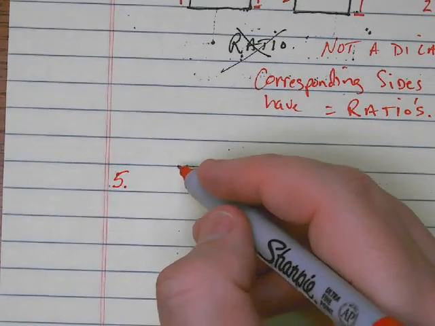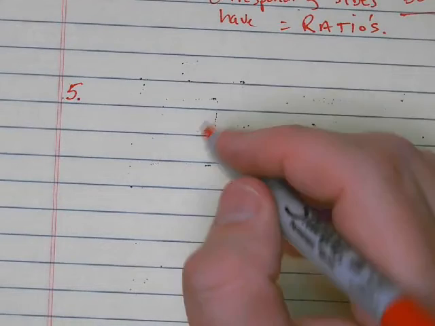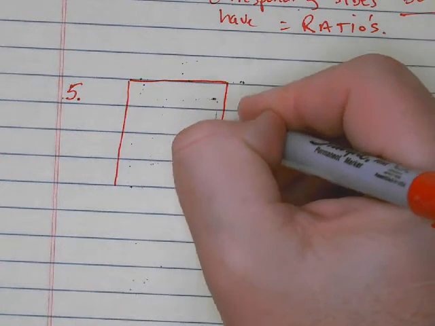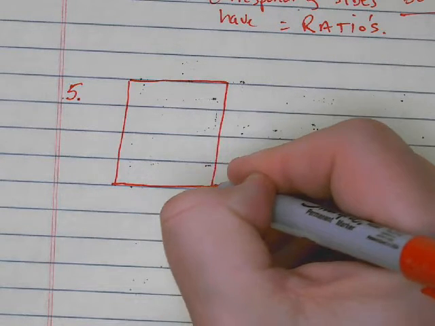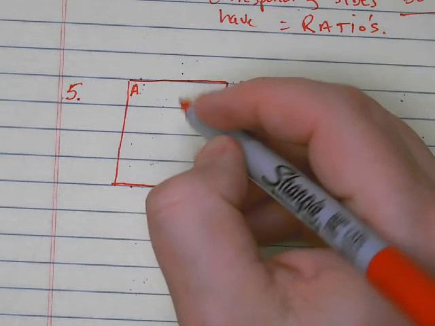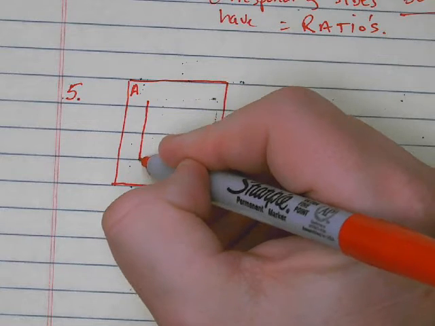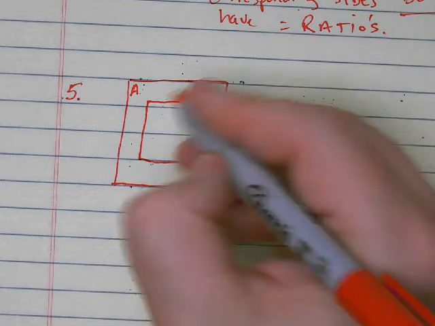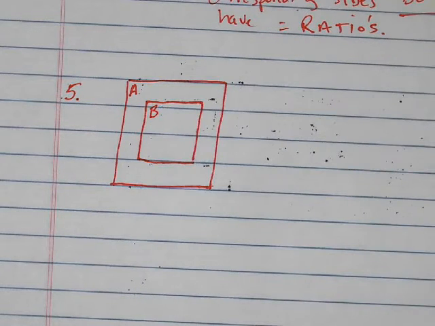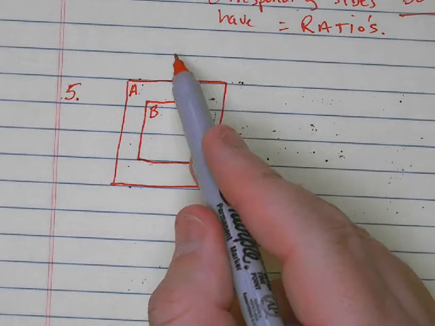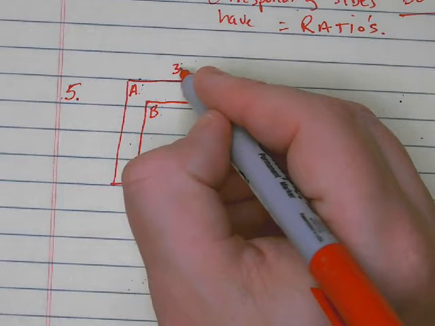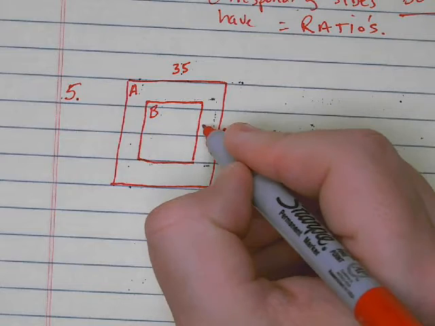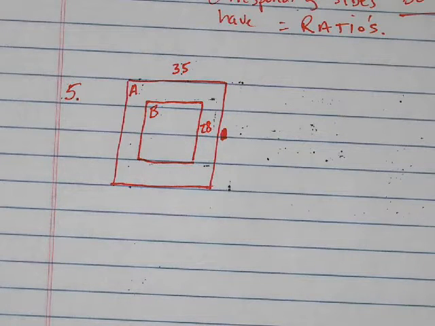All right, number 5. Cassie, can you read it aloud for me? Square A is a dilation of square B. What is the scale factor? Okay, so there's square A. Here's square B. I'm doing my best trying to get it somewhat close. Not bad, huh? Okay, now, isn't this top side up here 35? And then this side over here is 28. Thank you. 28.